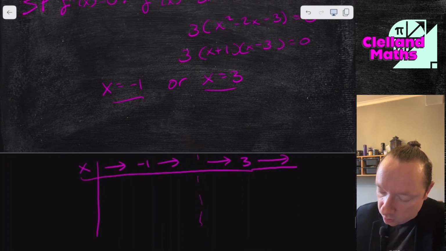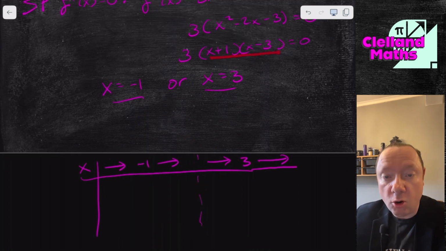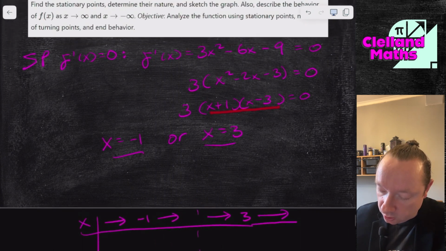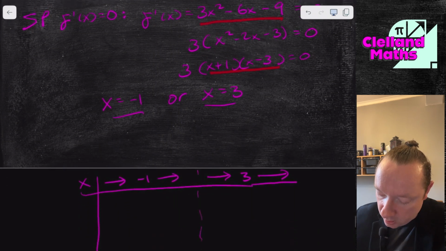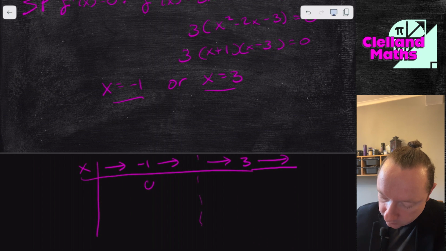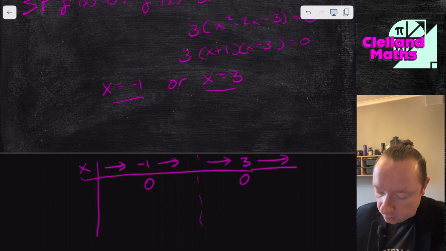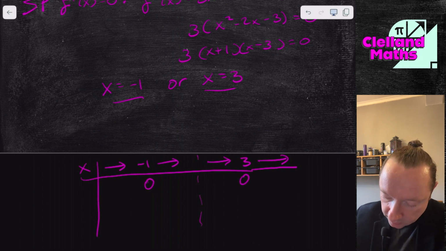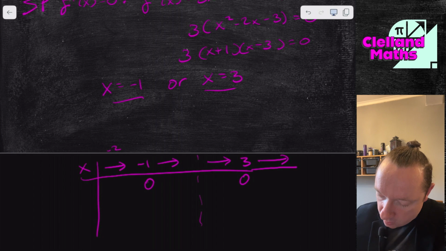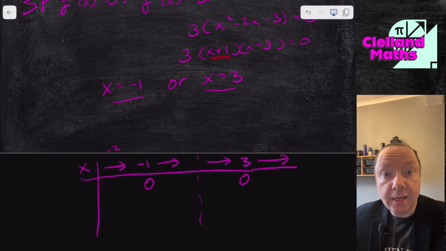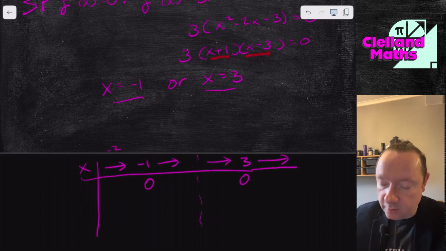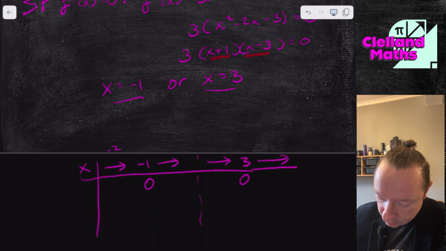Right, so let's just put it into the factorised form, because it's much easier to use that than the unfactorised form. So we've got 0 here and 0 here. That's good. Now let's just pick a number less than minus 1. Let's just pick minus 2, take a little note. Minus 2 add 1 is negative. Minus 2 take away 3 is also negative. So I'm fairly confident that a minus times a minus makes a plus. That's positive. Pick a number in between, let's say 0.